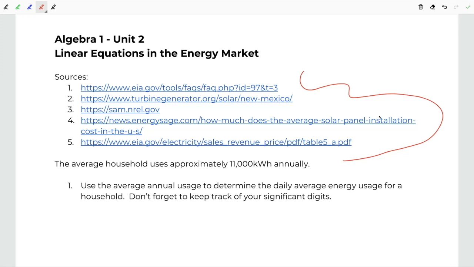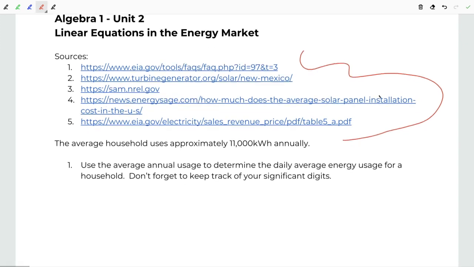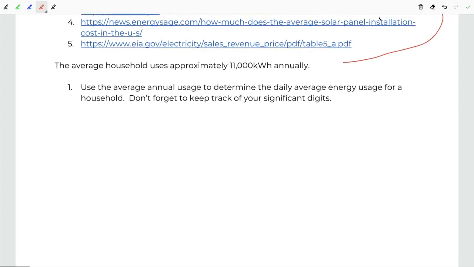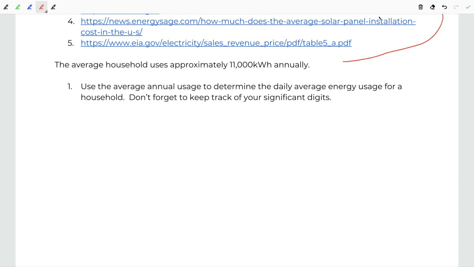So nationally, the average household uses approximately 11,000 kilowatt hours annually. We're going to use the average annual usage to determine the daily average energy usage for a household. So I'm going to quickly teach you something that will be helpful for all of these conversions, and I'm going to walk you through it. It's just a trick for unit conversions, and they're called train tracks, and it will help you keep track of all of your units.